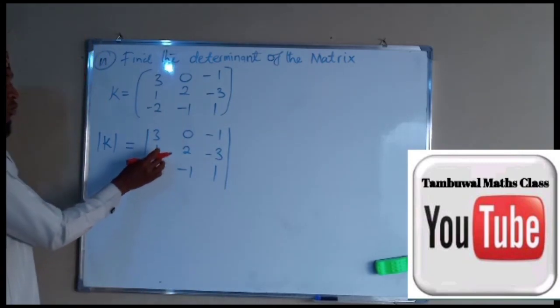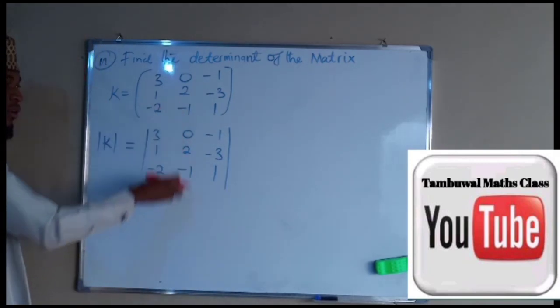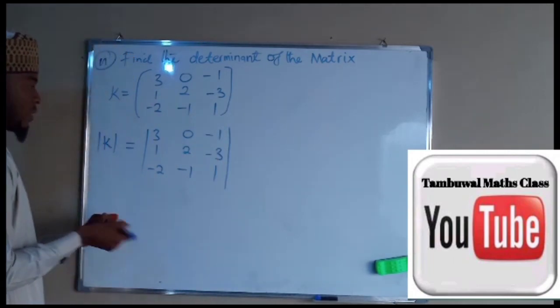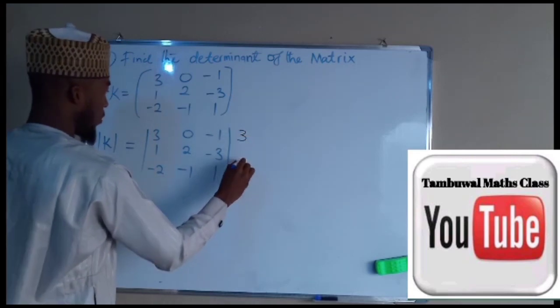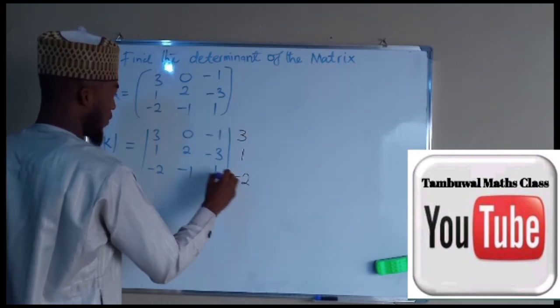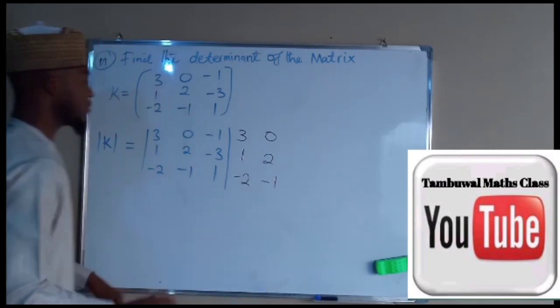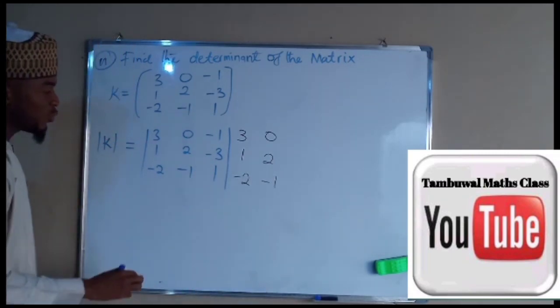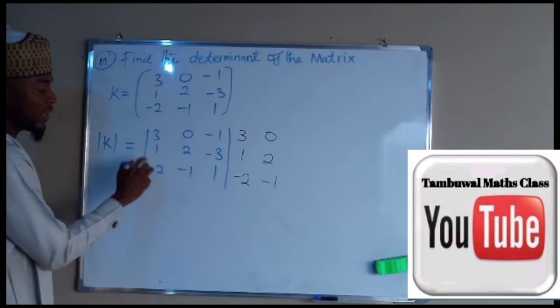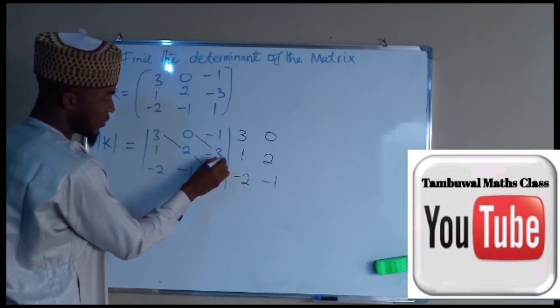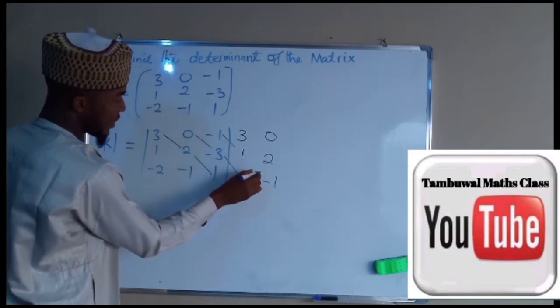Now, we are going to repeat the first and the second column. Here we are going to repeat them. Let me use another marker. This is 3, 1, negative 2, 0, 2, negative 1. Now we are going to multiply the first three diagonal elements. This is the first one, this is the second one, and this is the third one.